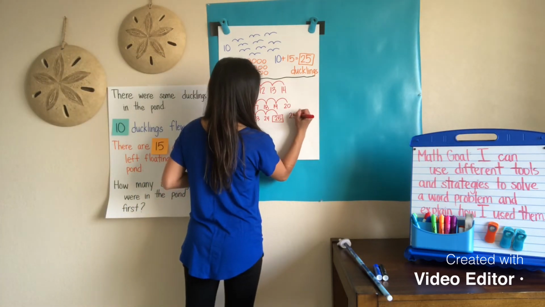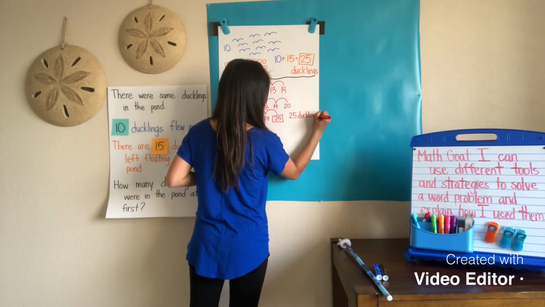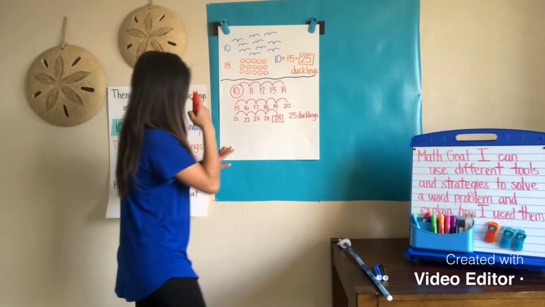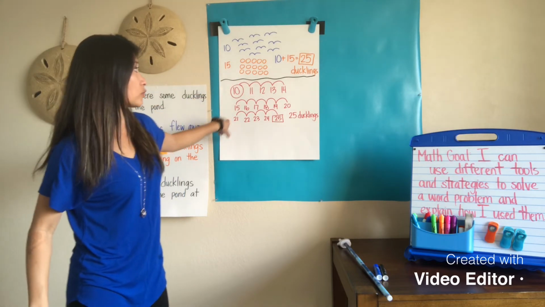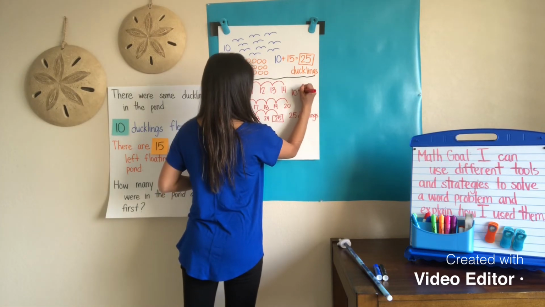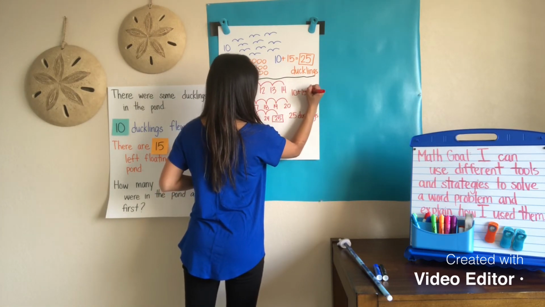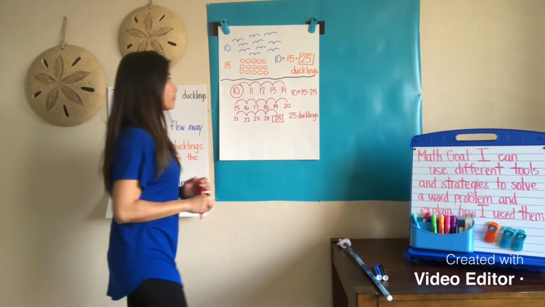And again, I'm going to write 25 and add the word ducklings as my label. Okay, so a number sentence to match this thinking would actually be the same. 10 plus 15 equals 25. Okay?